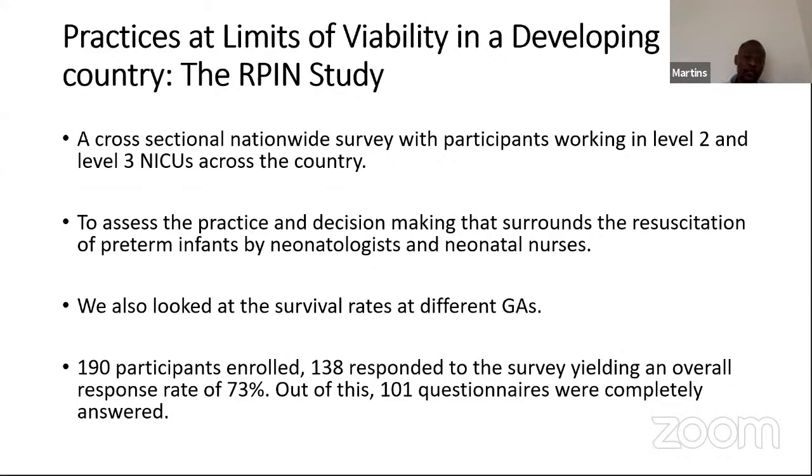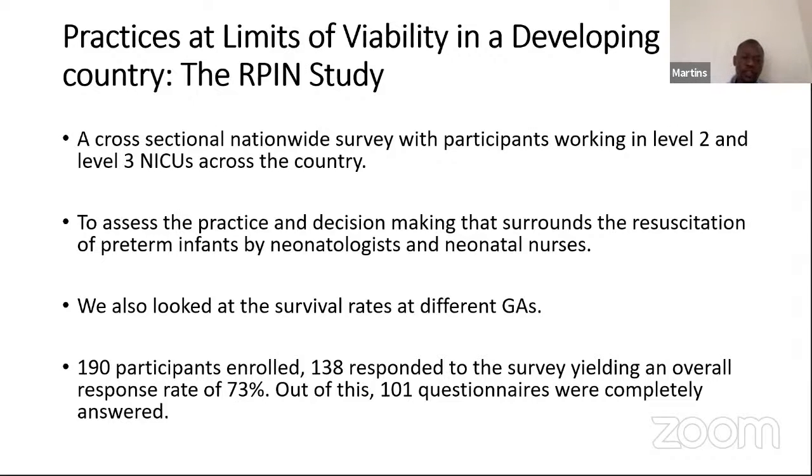So I decided to do a study that looks at resuscitation practices among clinicians, both neonatologists and neonatal nurses. What we did was a cross-sectional nationwide survey with participants drawn from level 2 and level 3 NICUs across the country. The country has 6 regions, so we divided the country into 6 regions, and we picked neonatal practitioners, healthcare providers, from the different regions.